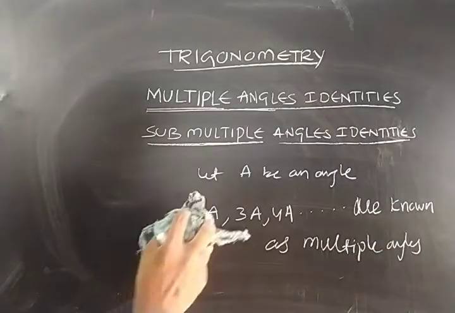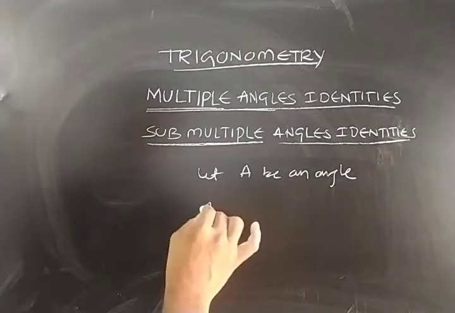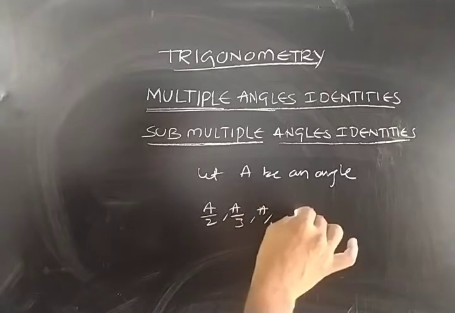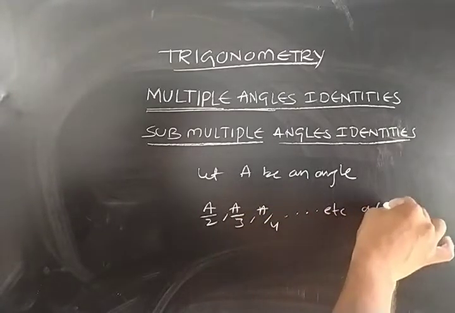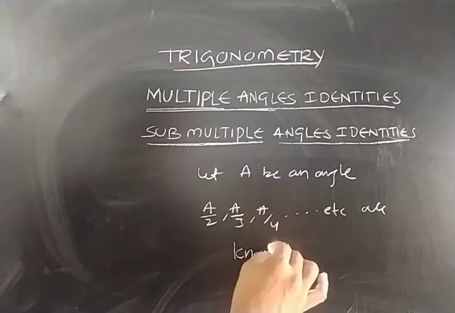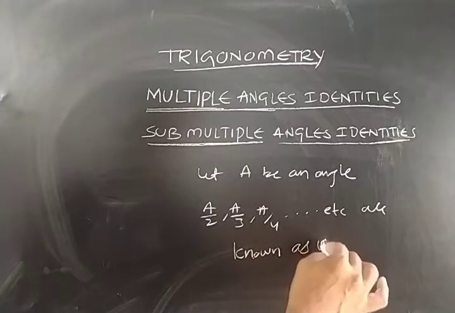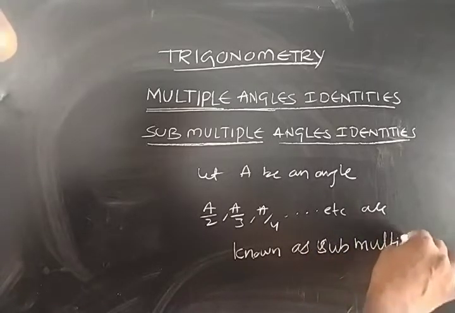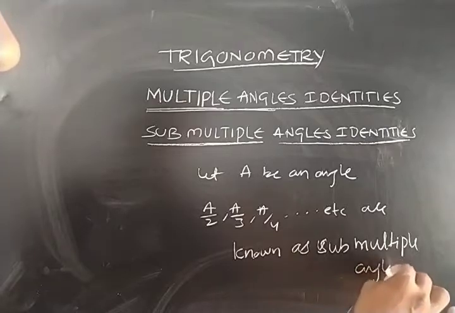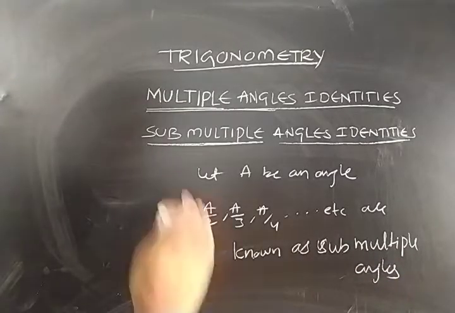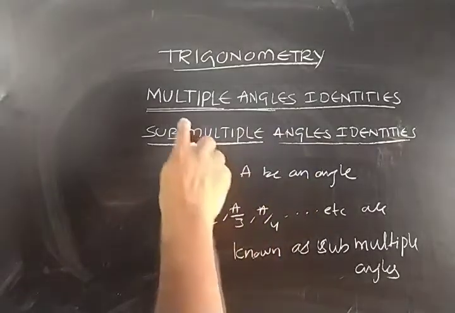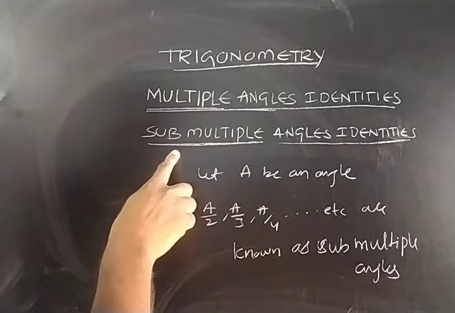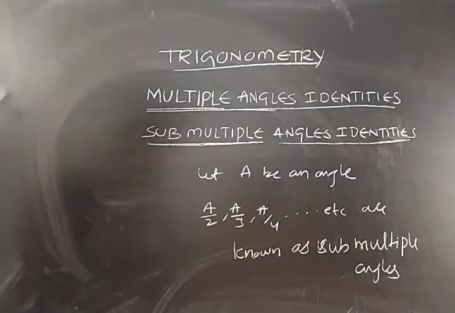Suppose I am dividing this angle by some constant: A by 2, A by 3, A by 4, and so on. These are known as submultiple angles. Is it clear? Multiple angles and submultiple angles. By multiplying by a constant, we get multiple angles. By dividing by a constant, we get submultiple angles.